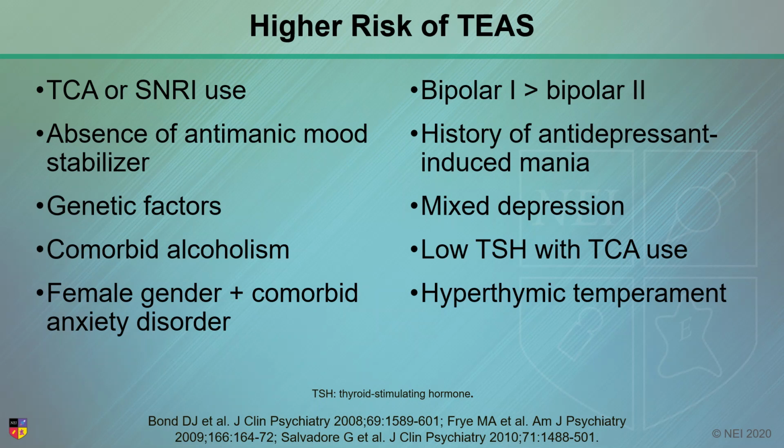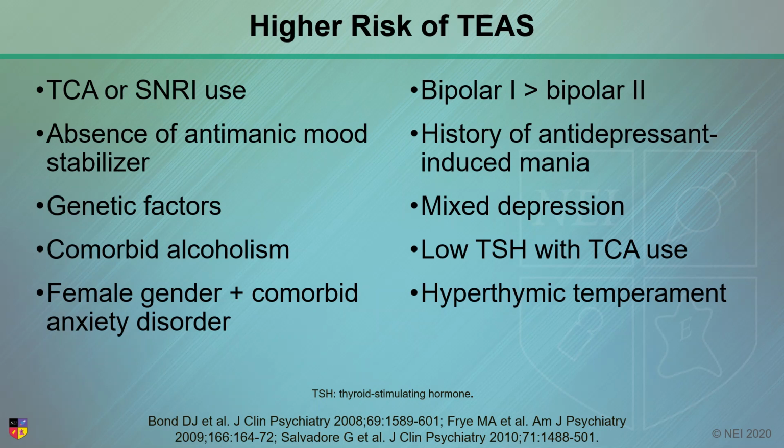So bipolar 1, greater risk than bipolar 2, a history of antidepressant-induced mania, mixed depression, they get a low thyroid stimulating hormone with TCA use, and a hyperthymic temperament. Now, we haven't really gone into temperaments. I'm sure you've seen cyclothymia and dysthymia in DSM-5. And what these concepts refer to, these are personality traits. So we're not talking the artificial constructs of personality disorders. We're rather looking at traits.